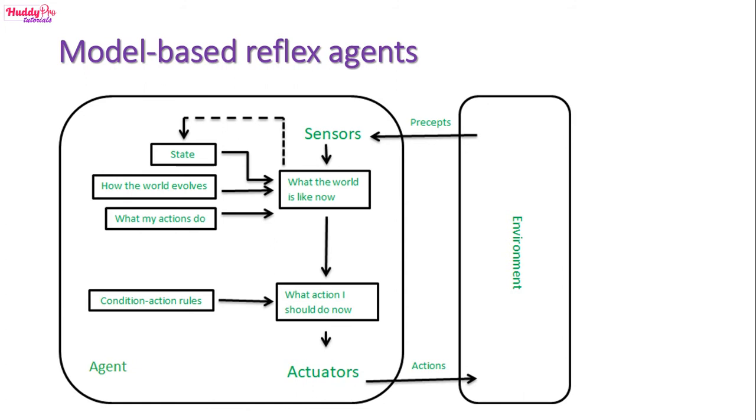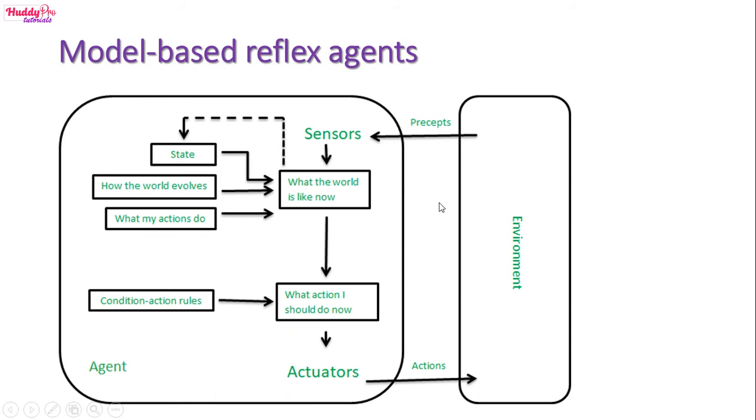Now, these model-based reflex agents keep track of the internal state, which is adjusted by each percept, and that depends on the percept history. So, this is a model-based reflex agent. What the world is like now? It uses the sensors to observe the environment, to receive the percepts. And this time around, this agent keeps track of the internal state, which is adjusted by each percept and depends on the percept history. So with each percept, the state of how the agent looks at the world will be changed.